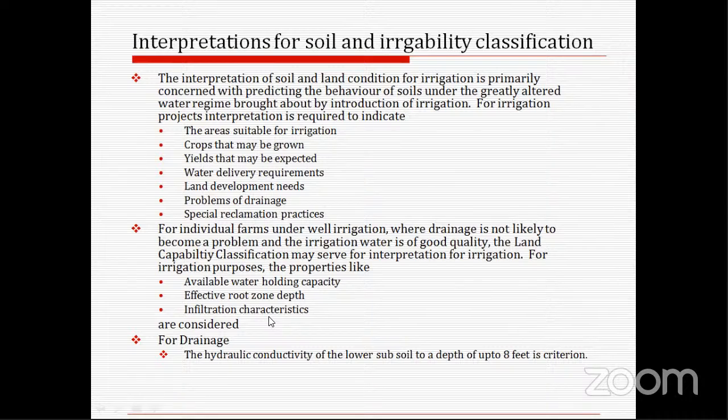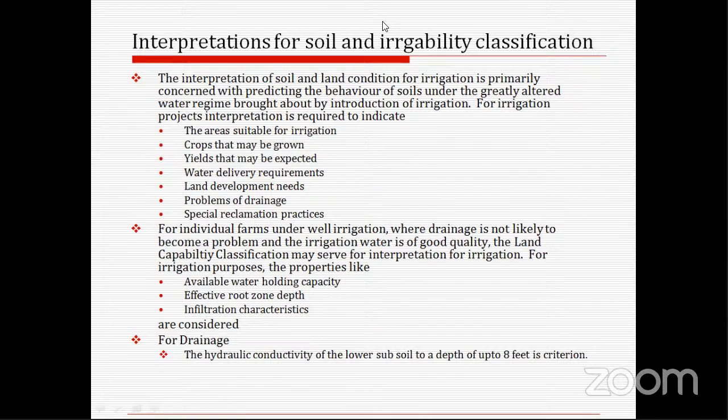And also infiltration characteristics are being considered. For the drainage, hydraulic connectivity of lower subsoils, depth should be at least 8 feet. This criterion is very important. There should be at least 8 feet, and drainage should be there. For the purpose of soil and irrigation, we want to see all these characteristics, students. Irrigation suitability classification, crops, what type of crops, yield, everything. This is what should be considered before doing all this.